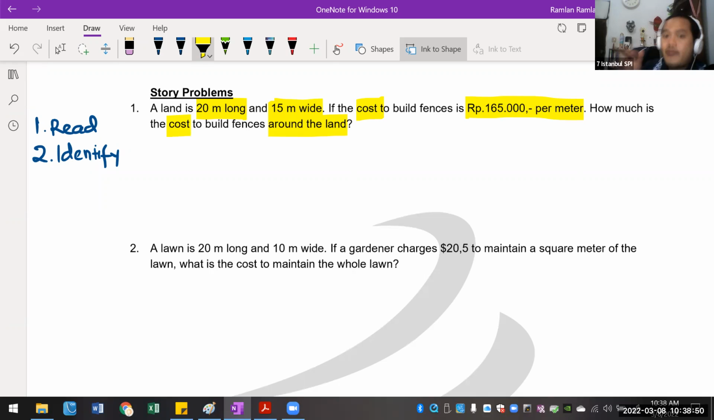Okay, so we have identified, oh, we have a land, we have 20-meter long, we have 15-meter wide, and the cost of building fence is 165,000 per meter. Okay, so the first thing first, if you can illustrate, so okay, so the third step is to illustrate. So it should be illustrate.